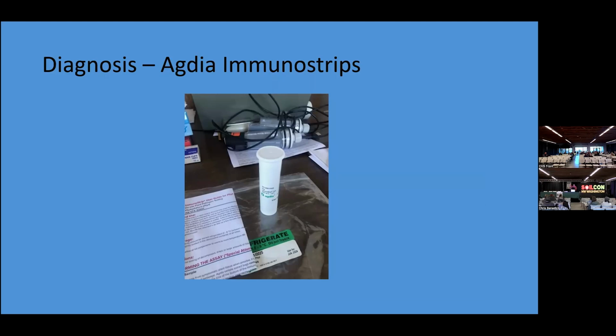Is anybody familiar with these AgDia immunostrips? Oh, this is great. I'm going to make a difference this morning, because just listen to me. How much does your soil sample cost when you send it in to the lab? $150? Am I about right? It's about right? Okay. These strips, there's 25 of them. You see that little bottle in the middle of the picture? There's 25 little strips in there, and you can do 25 samples for Phytophthora, okay?